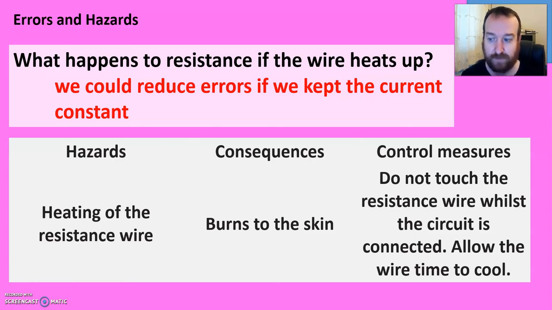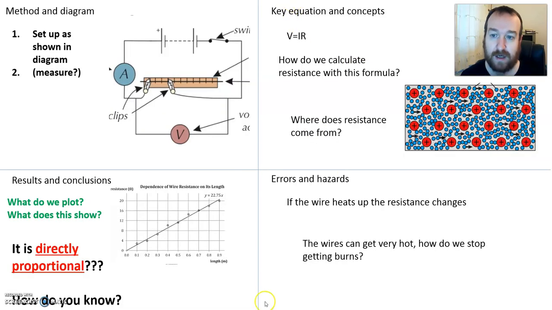Okay, so here are our 4 boxes that we need to complete for our required practical. We need some information about the method and diagram. Okay, this is just hints and tips on how to get started. So I've got setup as shown in diagram. Maybe you could add circuit diagram to that. A little bit about the theory.